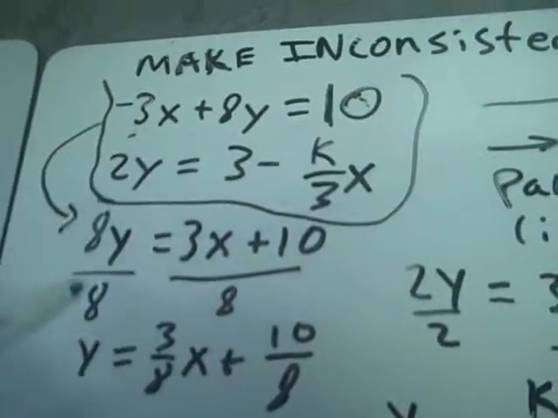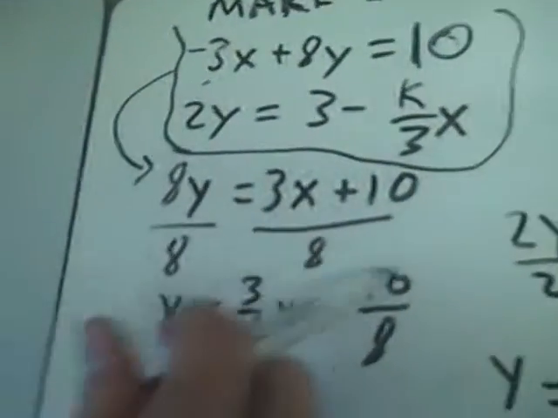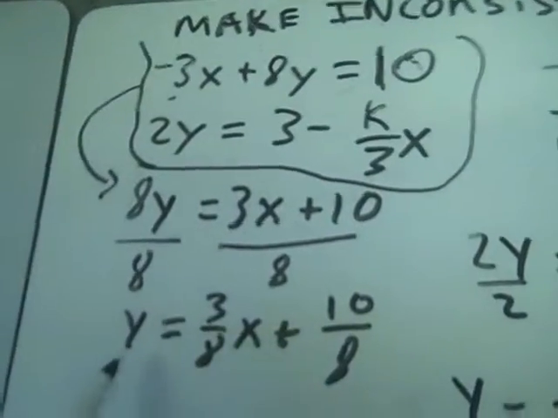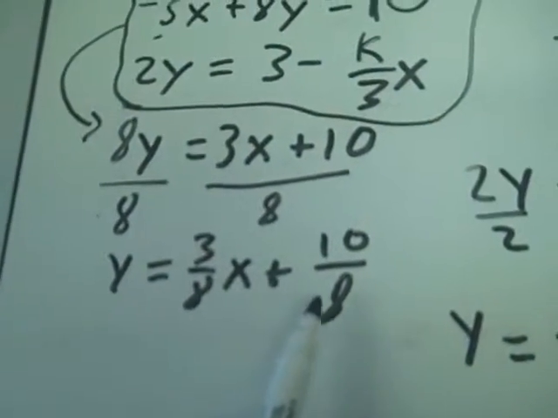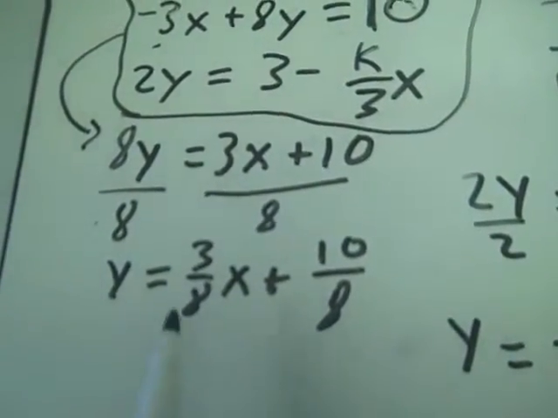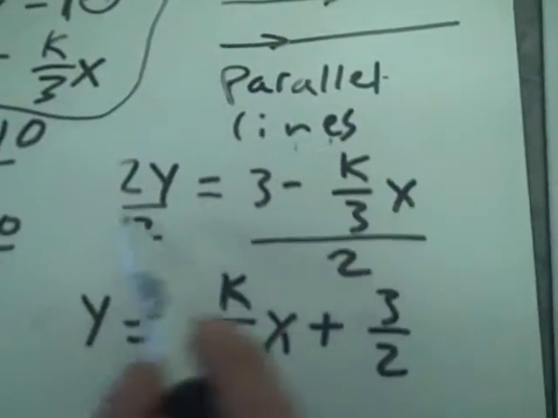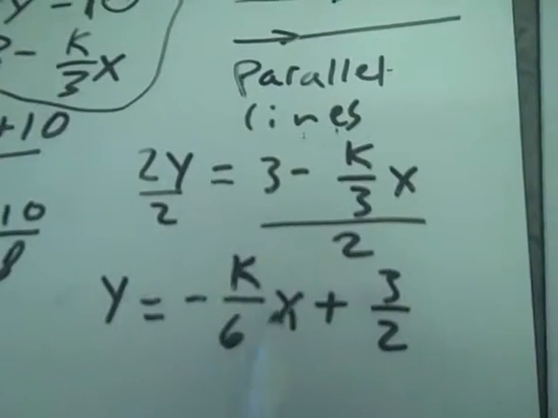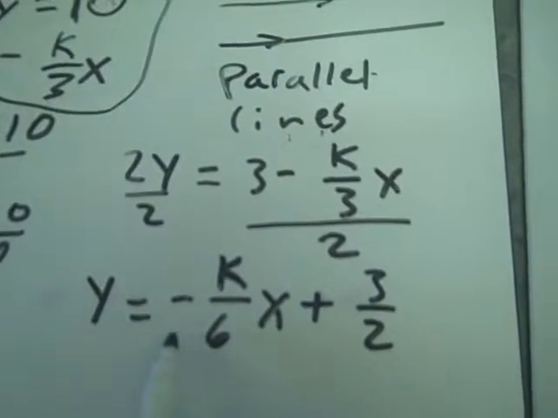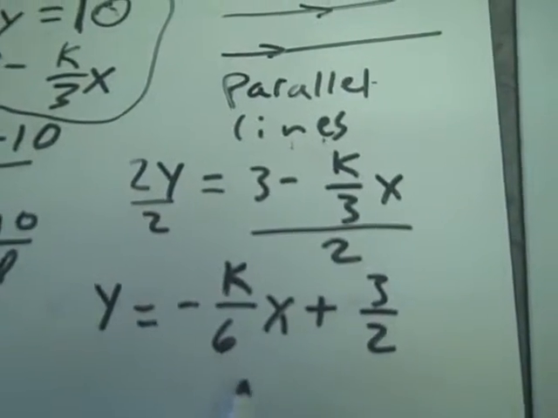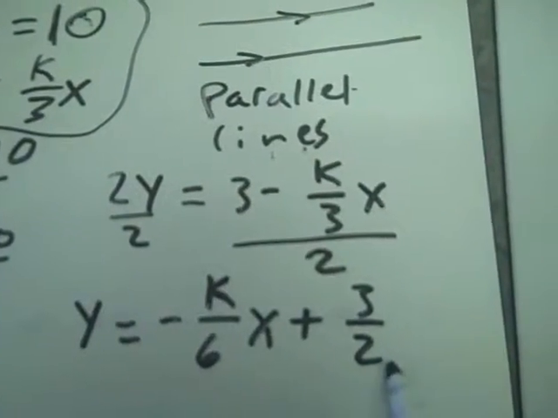First, we took this equation and divided through by 8 to get y by itself. And we got y equals 3/8 x plus 10 over 8. Next, we took this equation and divided through by 2 to get y by itself, and got y equals negative k over 6 x plus 3 over 2.